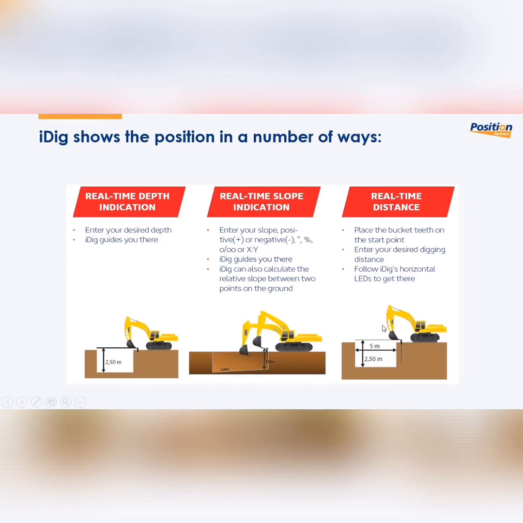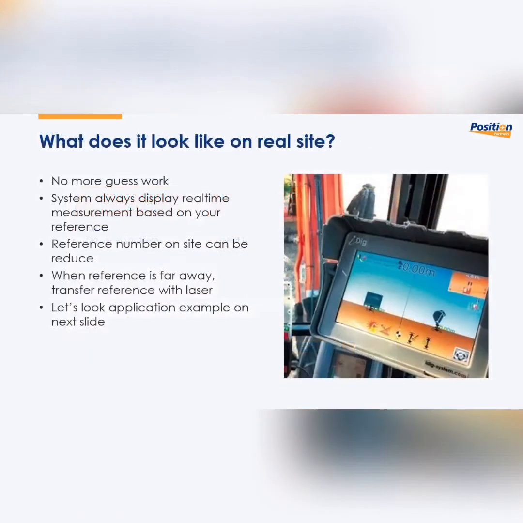The system also measures distance, the horizontal distance from the place we bench. The system can be used as it is on the machine, but it can also be used in conjunction with the rotating laser. With this rotating laser, it will make work much simpler. To see how different and how simple it is, let's go to the next slide.